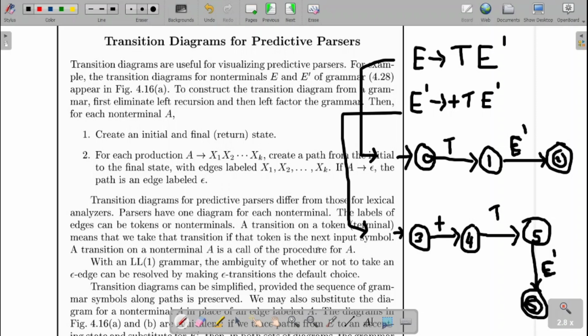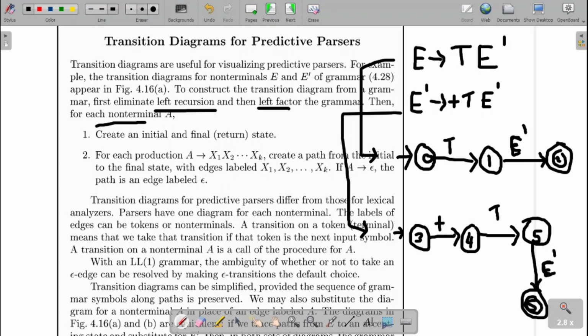Fine. So this is how we construct the transition diagram. For top-down parsing, the grammar should be free from left recursion and left factoring. We already told this: whenever we go for top-down parsing, the grammar should be free from ambiguity, free from left recursion, and left factored. Now, for each non-terminal, we can construct one diagram.